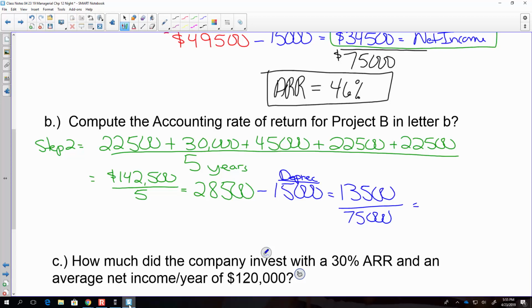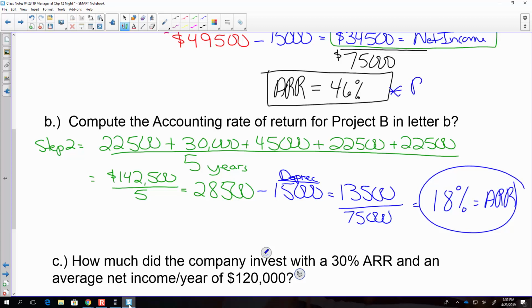Did it come out to 18 exactly? Yeah. So obviously, which project are we going to do? A. A, right? So obviously this is the best of the two, right? 46 is much better than 18. So that's pretty much a slam dunk here for this analysis.